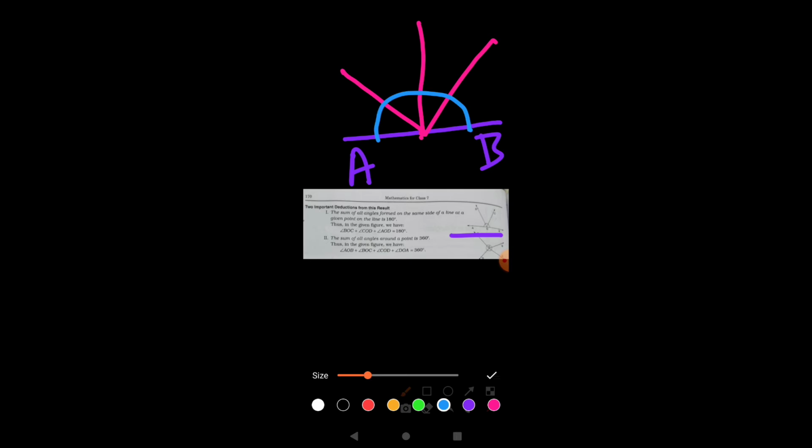Angles on the same side of a line from a given point: from this point, the sum of all the angles on the same side will be equal to 180 degrees. And we know that this angle is a straight angle, it is 180 degrees. If this angle is divided into some parts, as 1, 2, 3, 4, 5, any number of angles may be there, but the sum will always be equal to 180 degrees. So some rays are lying on it.